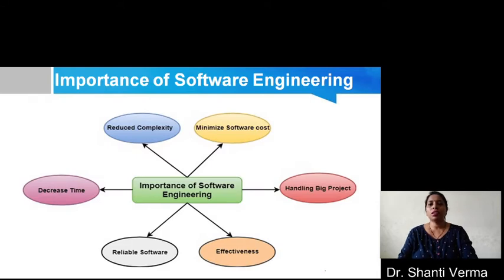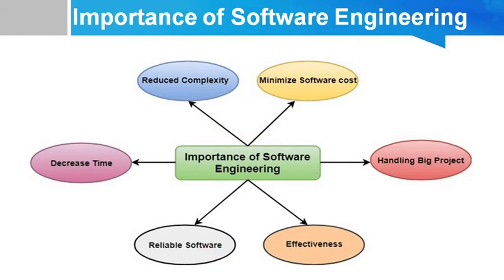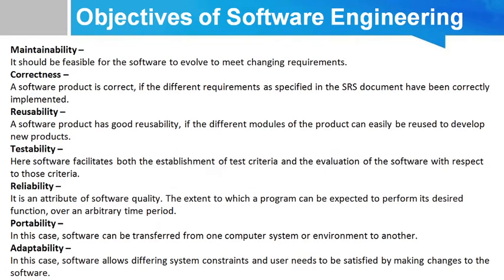Now let's discuss the various importance of software engineering. You can see in the figure that with the use of software engineering, it reduces the project complexity, minimizing the software cost. It is also able to handle big projects and decrease the time of developing the project. With the help of the software engineering, you can develop a reliable software. The effectiveness of the software is more as compared to the other where you will not use the software engineering process.